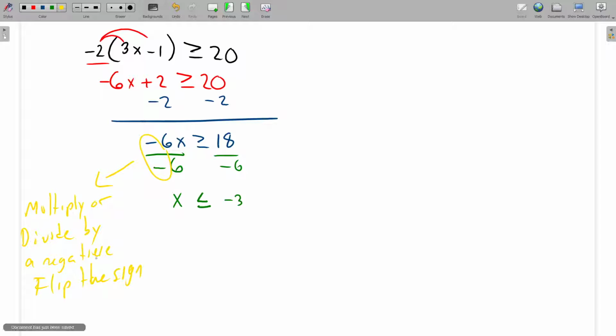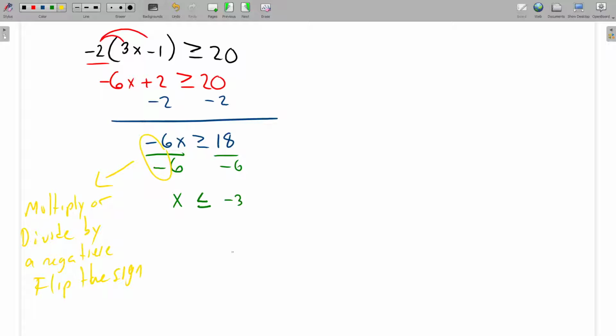Right, so when you multiply or divide both sides of the inequality by a negative number, it will flip the inequality symbol. So if it's less than, it's going to become greater than. If it's greater than, it's going to become less than. If it's less than or equal to, it's going to become greater than or equal to. If it's greater than or equal to, it's going to become less than or equal to.